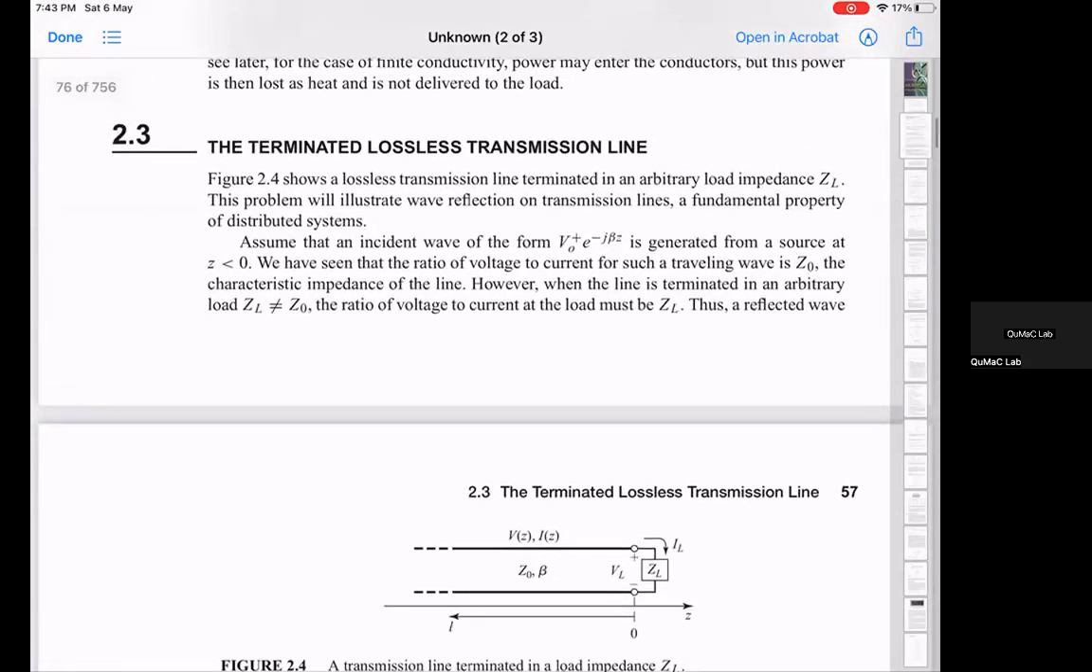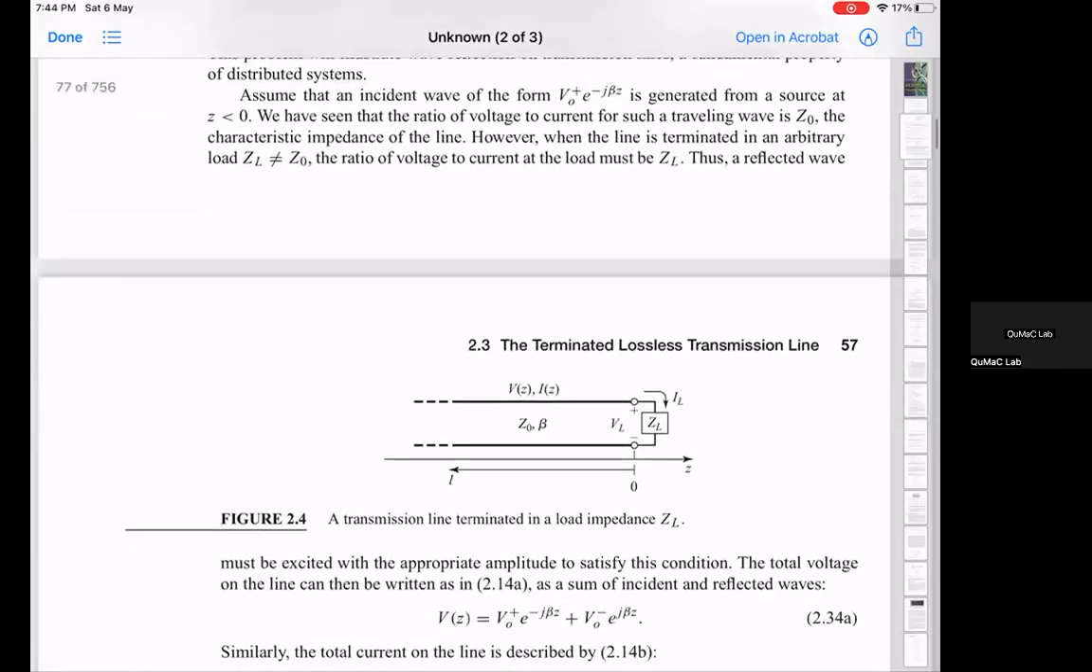Okay. Then we move on to section 2.3, which is about the terminated lossless line. This is now introducing a boundary condition which allows a reflection. When you have a section of transmission line terminated by a load impedance ZL, what does this section of transmission line do to that impedance if one is viewing from the other end? So how a section of transmission line transforms the impedance of a load on one end to the other end, and how it depends on the length.